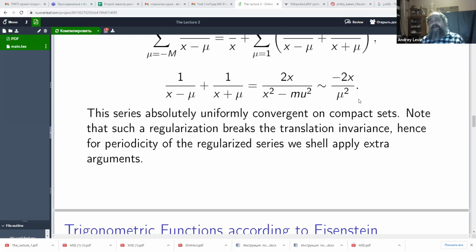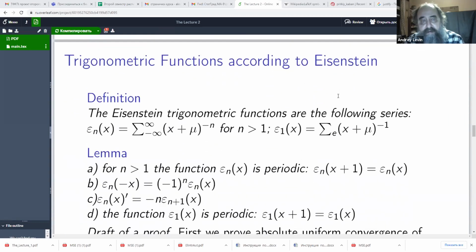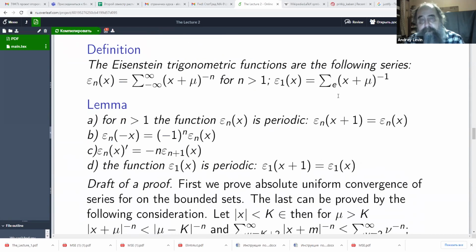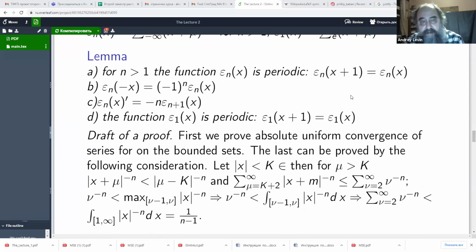Unfortunately, if I redefine this sum in such a way, then periodicity is not so clear. It should be proved, as this way of summation breaks translation invariance. But nevertheless, we can prove it. So this is a way to regularize this sum. And now, the formal definition. Epsilon n is such a sum to the power -n for n greater than 1, and epsilon 1 is this regularized sum in the sense of Eisenstein. Now, you see what I want to claim.